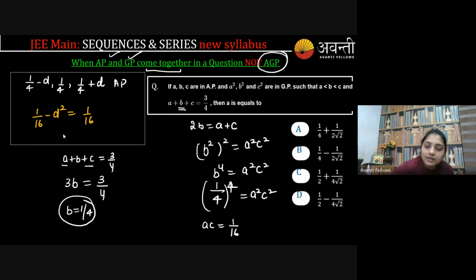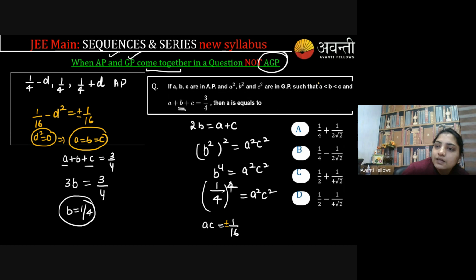Clear? So here AC is plus minus 1 upon 16. If you take plus 1 upon 16, it means D square is 0. If D is 0, it means A, B, C are equal. But this is known that A is less than B, B is less than C. Agree? They are not equal. Clear? So it means this cannot be possible.